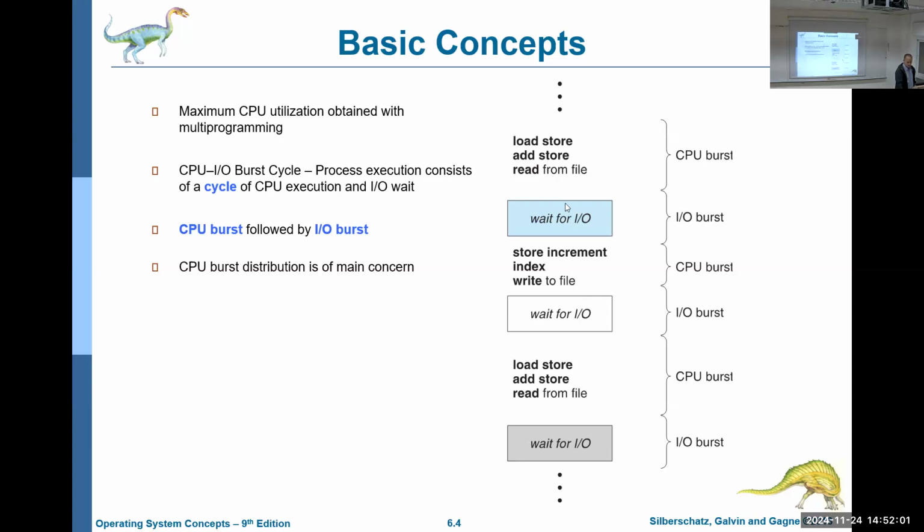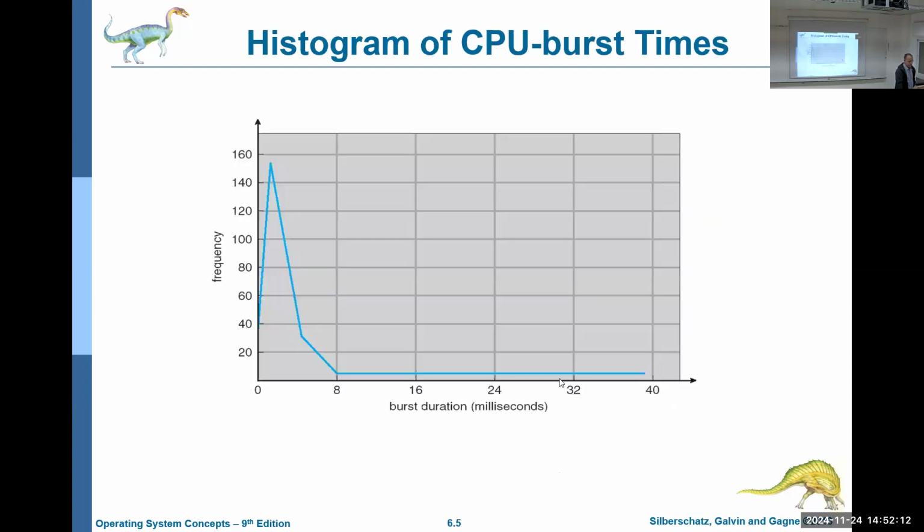That's what we see in this picture: waiting for IO, store and increment, whatever action it's doing, and then all of a sudden write to file, IO again. Load, store, add, store, read from file, another IO. Now this is a kind of interesting diagram. It's showing you burst durations, and it shows that most burst durations are relatively short. This is in milliseconds, so most of them are much less than 8 milliseconds. Some of them can be longer, but there are a few of those.